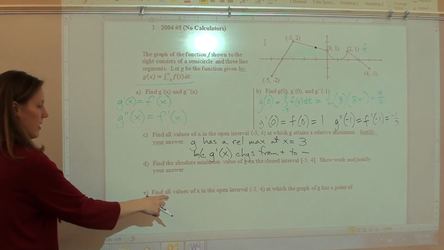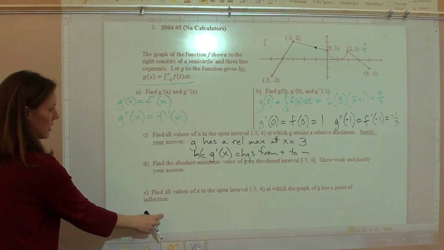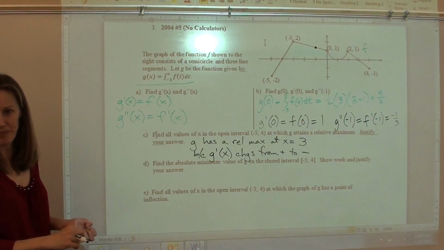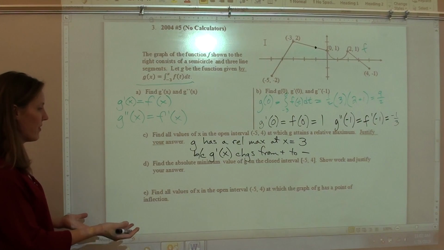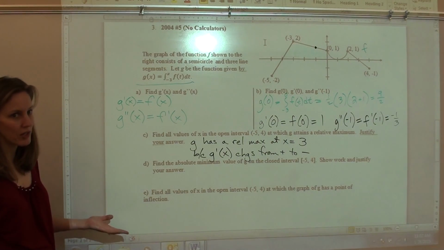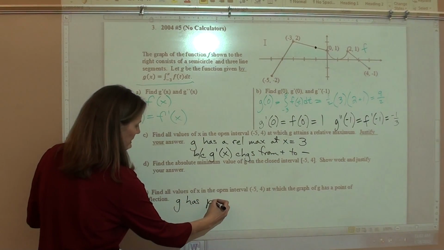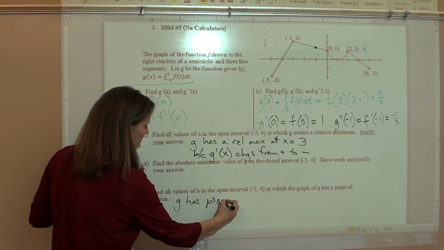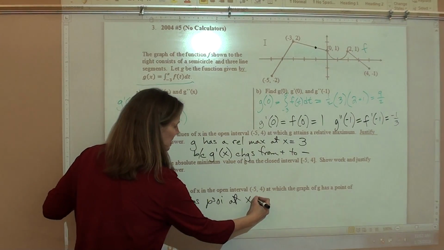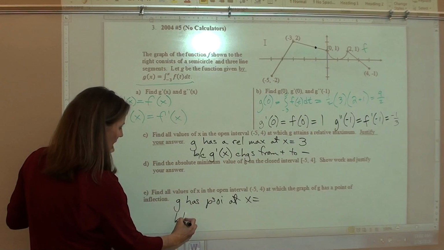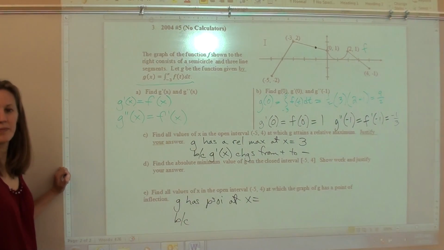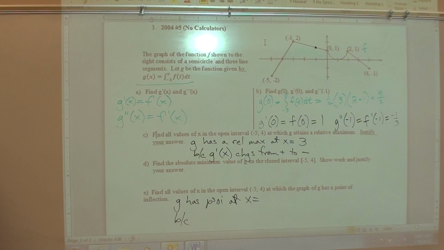Okay. I'm going to skip D and I'm going to do E first. All right? So we want to find all the values of x where the graph has a point of inflection. So G has points of inflection at x equals blank because why? How do we know when G would have a point of inflection? When f double prime of x. Stop saying F. Oh, sorry. What function are we talking about? G. Guys, this is incredibly important.